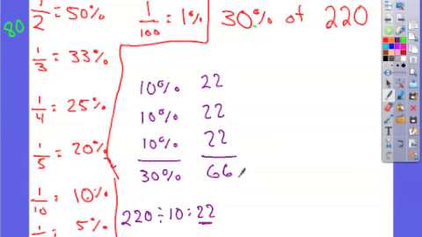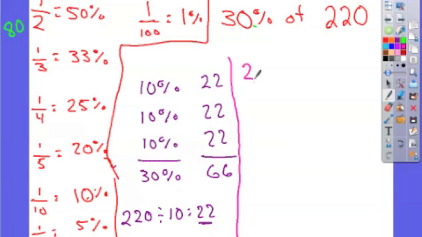The number 66 is 30%, with 220 being 100%, the whole right here. So I was fairly close, but a little bit off. I was a little high there. Okay. Now, I want to show you another way to do this. And again, there are many ways to do this. I just need a combination that's going to get us 30.